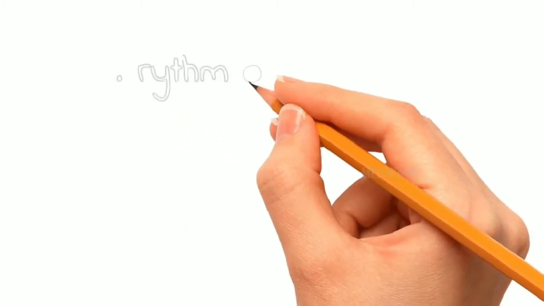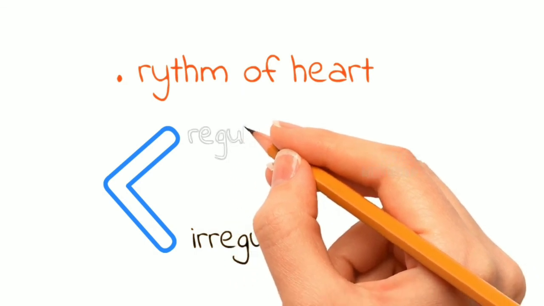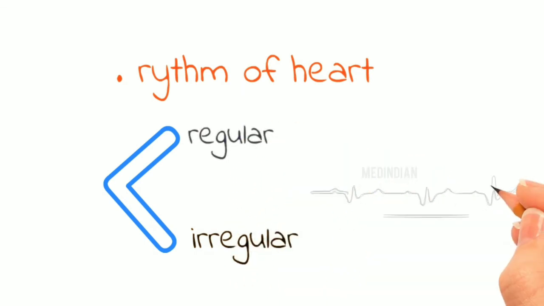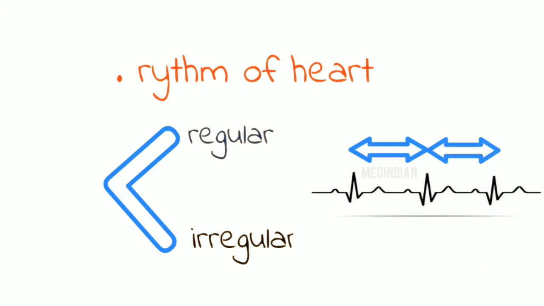Now let's look into the heart rhythm. A rhythm is either regular or irregular. How do we measure this? Let's see. Check the distance between the R's. If the distance is the same, then it's regular, otherwise it's irregular.